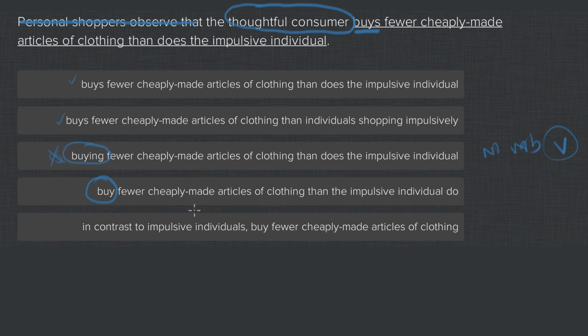Buy is actually plural. Remember that in American English, plural verbs typically have no S. So this is a plural verb. And we have the same problem in the last one. Buy is plural. It's a plural verb. So these are all wrong.